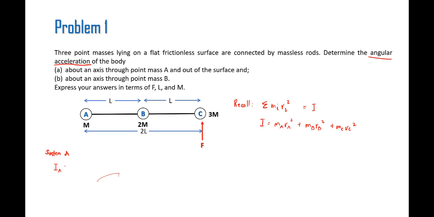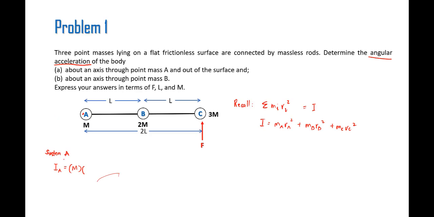Alright, so the moment of inertia of the first system. You have m_a r_a squared. Your m_a is m, the mass of point mass A is m. And this is the length of the lever arm from the axis. Take note that your axis of rotation is through point A, therefore the distance between the axis and your point mass is 0.